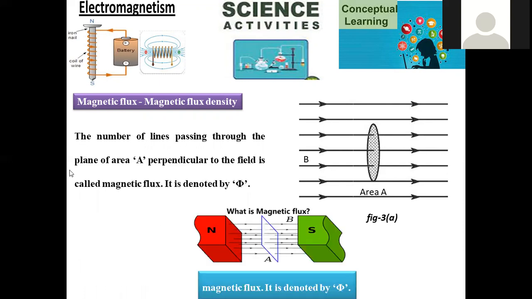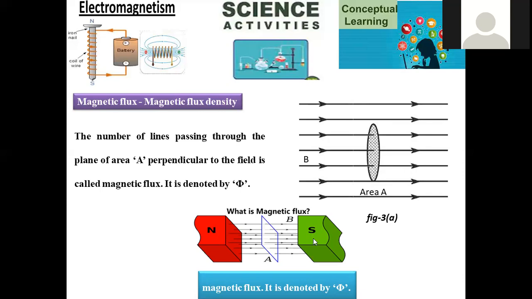The number of lines passing through the plane of the area A perpendicular to the field is called magnetic flux. Here, how many lines are passing through this area A in the given time are denoted as magnetic flux. So that is perpendicular to A. A was kept like this, A was at a 90 degree angle. When there is a 90 degree angle, only then can we say perpendicular in nature, right? So they are perpendicular to each other. Now, the number of lines moving through this area A in a certain time is denoted as magnetic flux. And here we have the symbol phi.